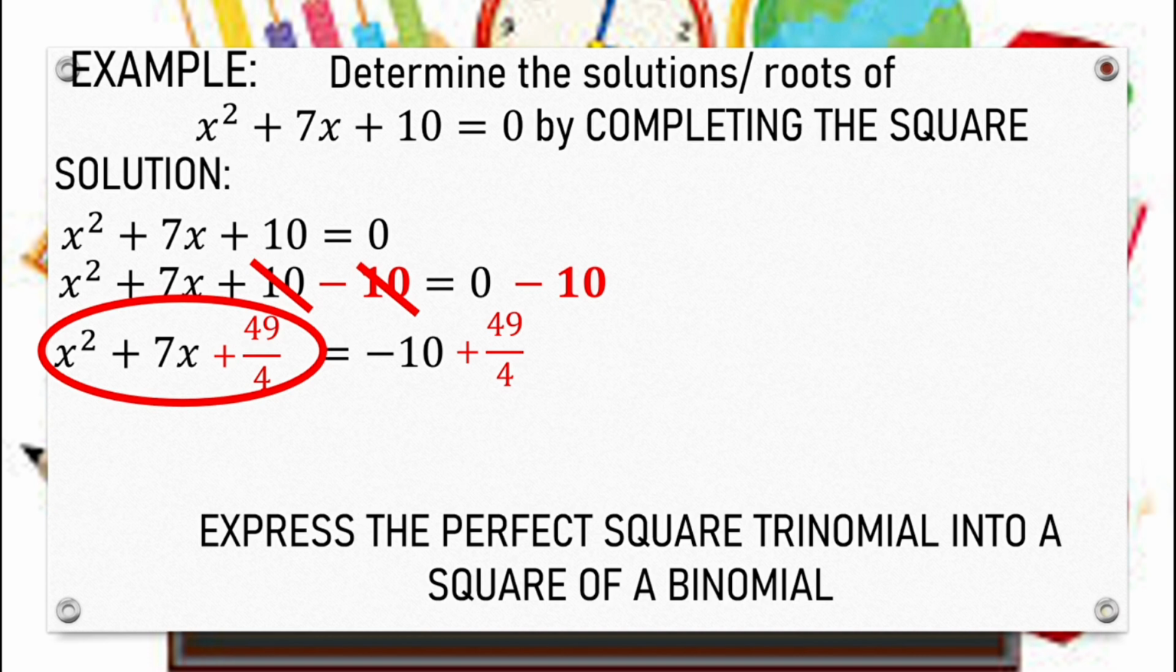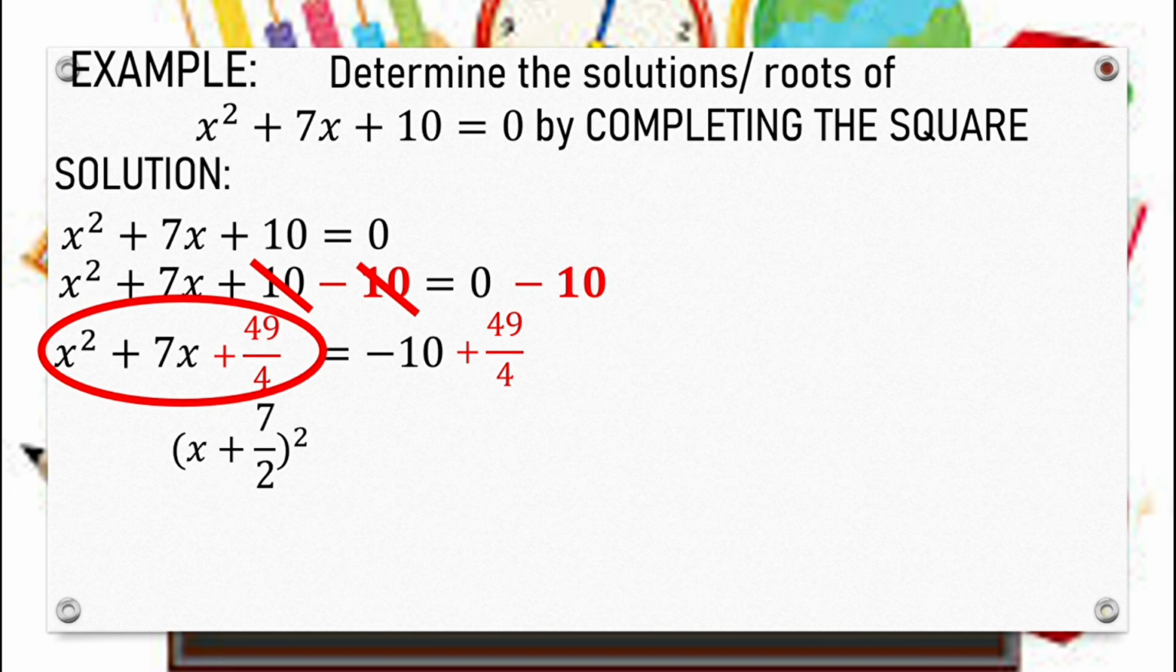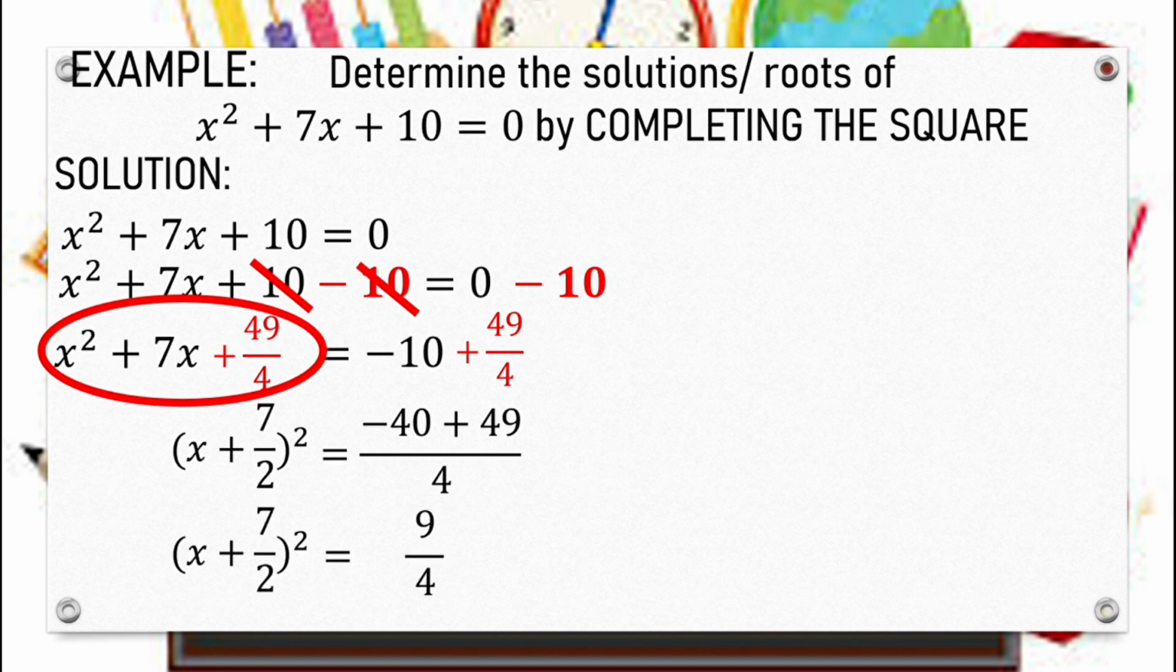Next step states, express the perfect square trinomial into a square of a binomial. This means x squared plus 7x plus 49 over 4 can be written as quantity x plus 7/2 squared. And that is equal to the simplified form of negative 10 plus 49 over 4, which is negative 40 plus 49 all over 4. Then let's simplify our fraction on the right side of our equation. That is 9/4.